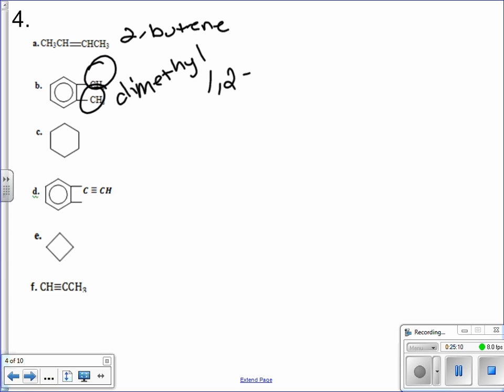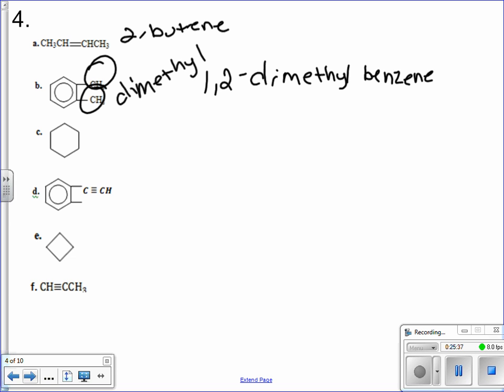So 1, 2 dash dimethyl, that's our branch. And now name the chain. Benzene. That's all supposed to be one word. And it won't let me move it. So 1, 2 dash dimethylbenzene. All one word. There should not be a space in between methyl and benzene.